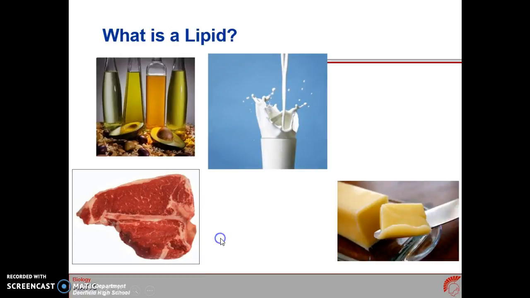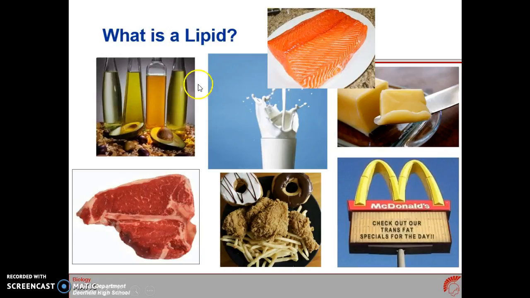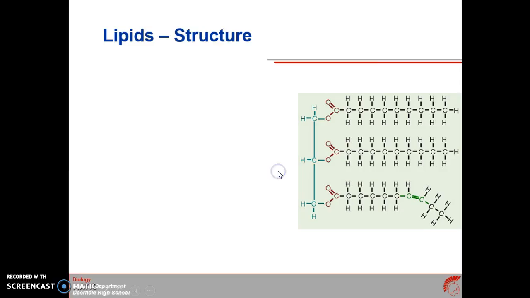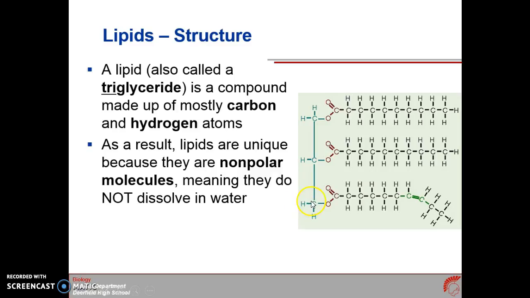Lipids are a little bit different. Lipids can be found in these varying foods, which we'll take a look at as we go through the slideshow. So the structure of the lipid is off to the right here. It's also known as a triglyceride because it's a glycerol backbone with 1, 2, 3 fatty acid chains.